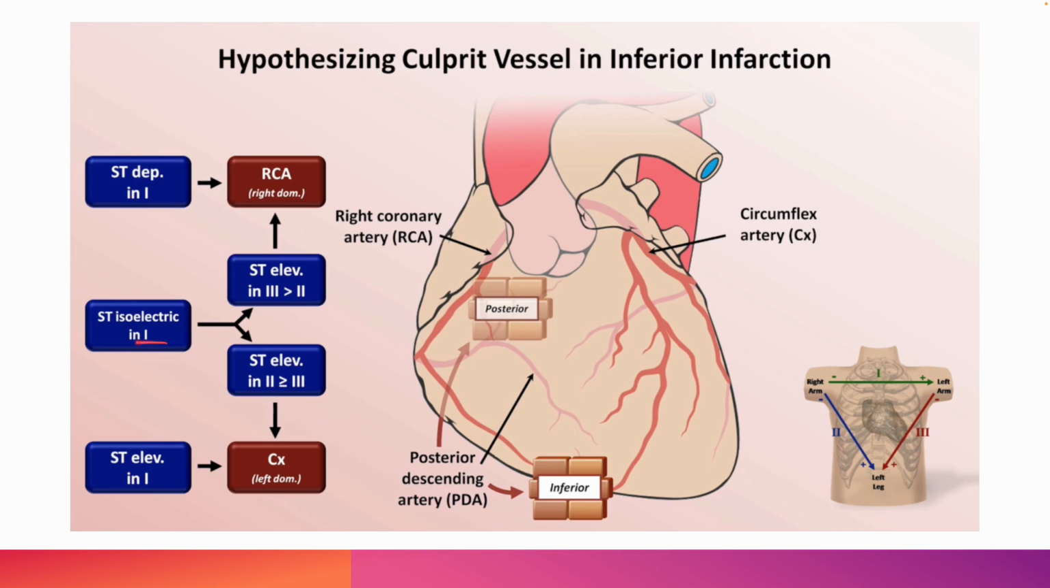Sometimes lead 1 is actually isoelectric, so you actually use leads 2 and 3. And again, the same idea, lead 3 actually goes towards the right side. So if lead 3, ST elevation on lead 3 is more than lead 2, then the pathology is towards the right side, and therefore it's an RCA. If the ST elevation is more in lead 2 rather than lead 3, and lead 2 actually goes towards the left side of the heart, that means the pathology is on the left side. So that would mean that the supplying artery to the inferior parts is mostly the circumflex.